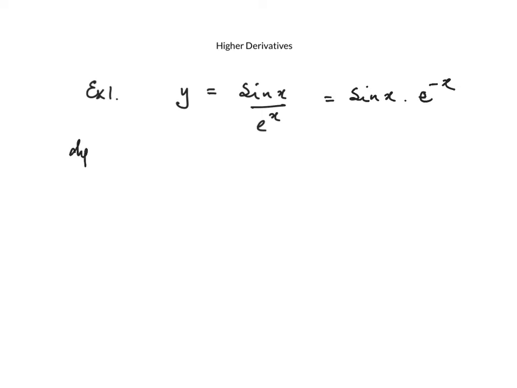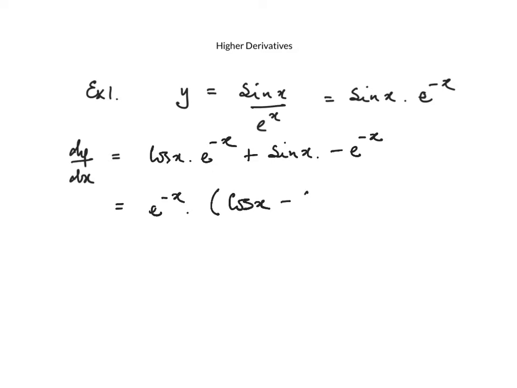So we'll know about the first derivative, dy by dx. So differentiate the first, leave the second, and leave the first, and differentiate the second. Now I'd like to tidy that up. I think I'm going to move the e to the minus x out to the front, and that gives me cos x minus sine of x. That's the first derivative. The second derivative we denote d2y by dx squared.